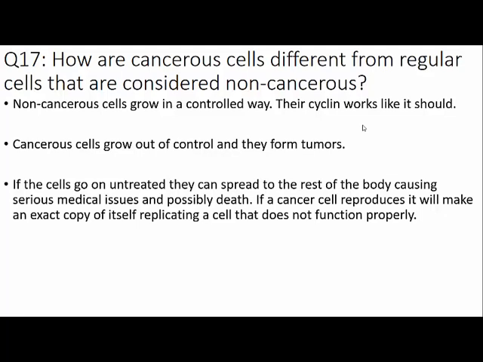And think about it like this. If a cancer cell reproduces through mitosis or asexual reproduction, it's going to make an exact copy of itself. So if a cancer cell reproduces, it's going to make a copy of the cell that's not functioning like it should, and it's just going to keep replicating. If you don't get rid of those damaged cells, cancer is going to continue to spread, and when cells are not working like they should, this can result in serious medical issues and possibly even death.